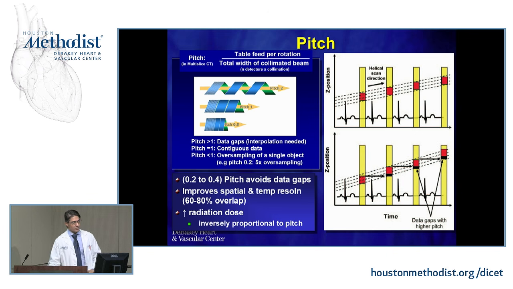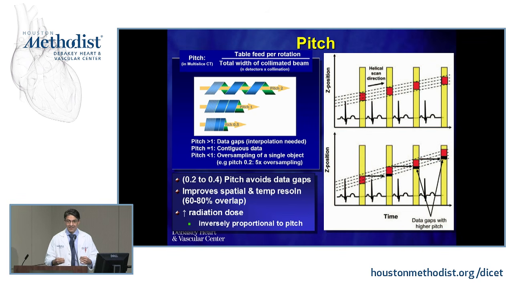When it comes to retrospective gating, it's important to have this concept of pitch. The idea here, if you look at the top left, is that if the gantry is continuously on and you have a patient going through the scanner, you don't want to miss any portion of the heart. So you want a pitch of 1, where your table speed perfectly matches the width of the collimator, so the heart is completely covered without loss of data.